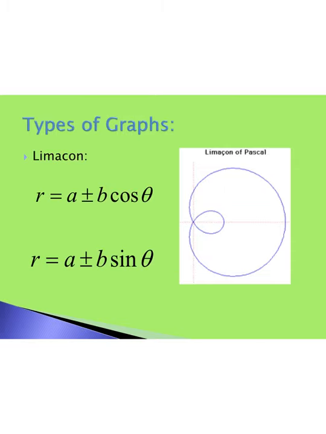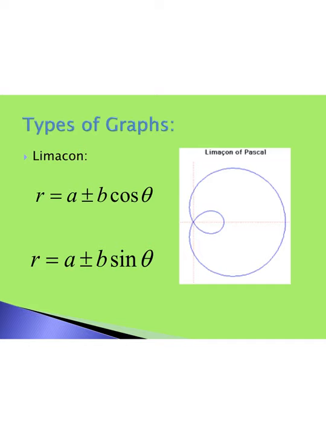The first polar function we'll be discussing is a limaçon. For our limaçon, we have two different types of equations. We have a plus or minus b cosine of theta, or a plus or minus b sine of theta. So for this equation, your a and your b are going to be constants, and then your theta is going to be your variable. And if we were trying to graph this, we'd be plugging values into our theta function to get our ordered pairs.